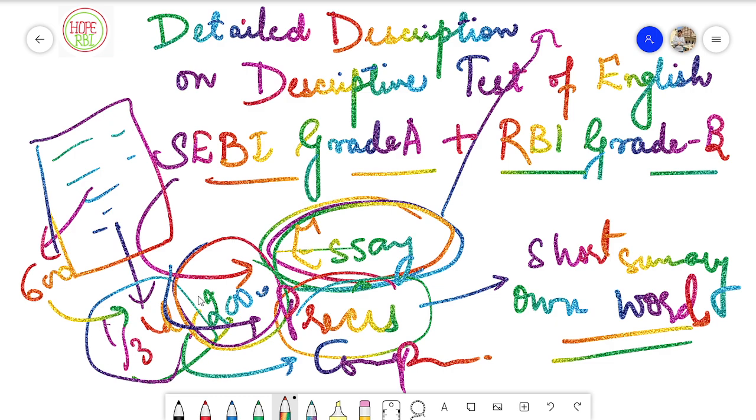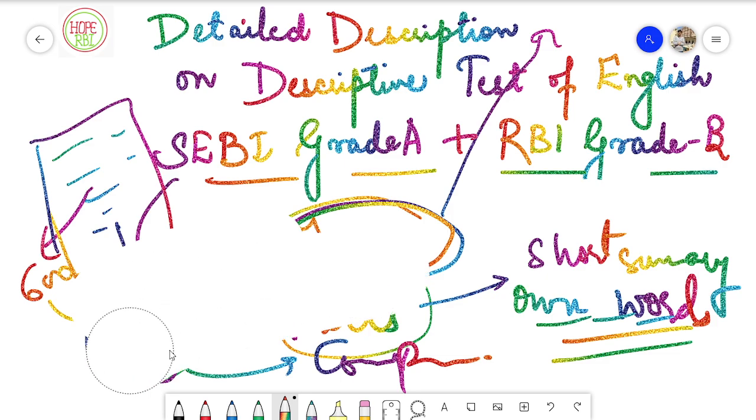That is very important for you to do, and you must remember that it should be in your own words rather than copying and pasting the details given in your passage. So that is what you need to analyze here.